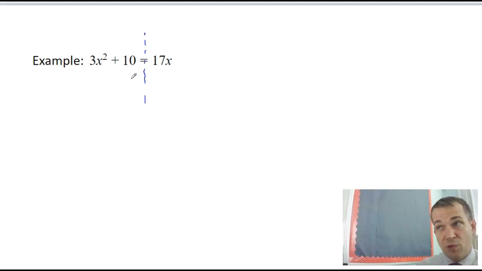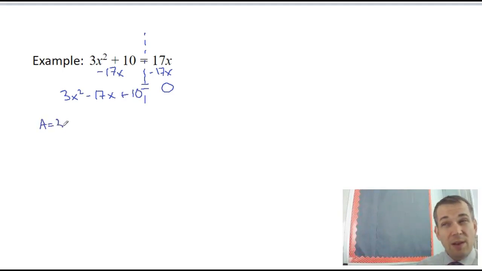So the best move is to subtract 17x from this side and from this side. That'll make this side equal 0. And when I write this in standard form, there's a negative 17x here and a negative 17x here, I'll have 3x squared minus 17x plus 10. That means my a value is 3, my b value is negative 17, and my c value is positive 10.